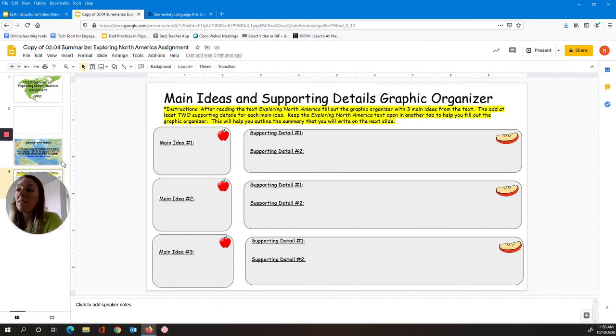So that is the assignment for 2.4 this week, is summarizing that text. So make sure you read through the lesson if you haven't, and do the activities, and then also read through your Exploring North America text and complete the assignment, get it turned in.